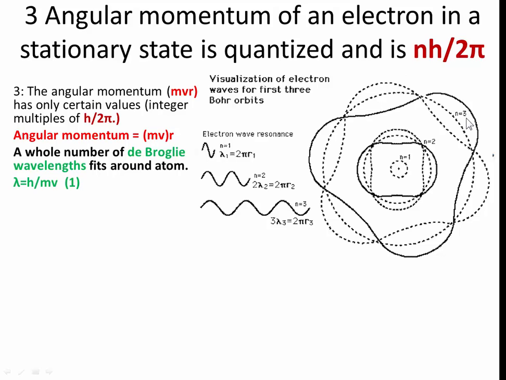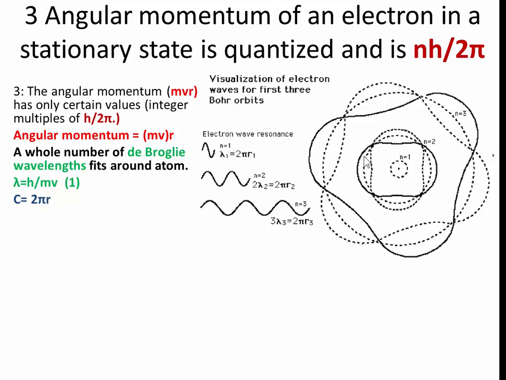Here we have 1, 2, 3 full wavelengths that fit around this atom. That's n equals 3. This one is n equals 2. We have 1, 2 wavelengths fitting around the atom. This is just 1 wavelength.